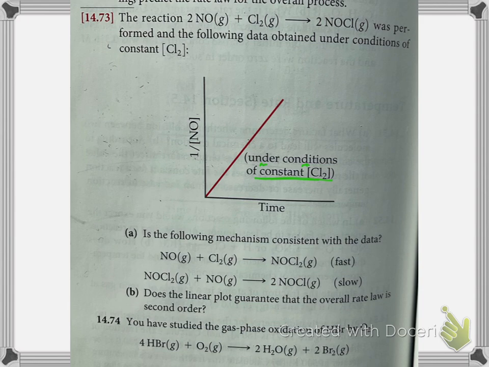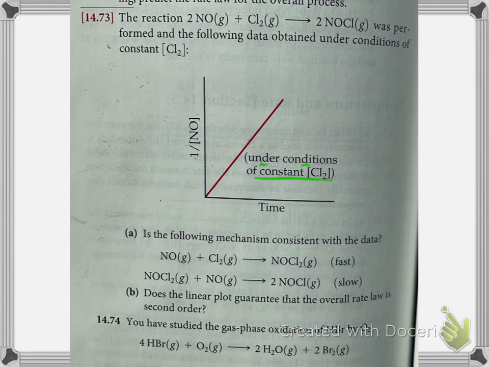All right, this one. The graph tells me that 1 over the concentration of NO gives a straight line when graphed versus time. You immediately now know that this reaction must be second order with respect to NO. Otherwise, it wouldn't have been linear when you graphed the reciprocal of concentration over time. And then notice it says under constant conditions or conditions of constant chloride or chlorine gas.